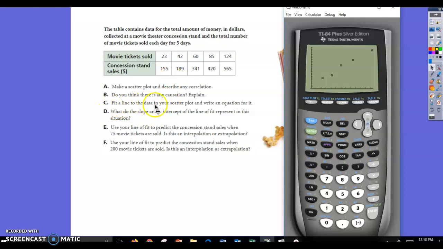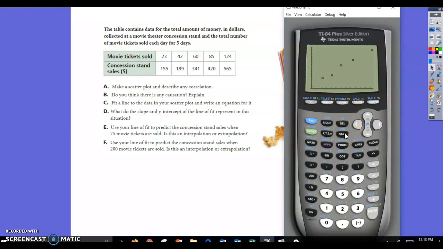All right, it says fit a line of data in your scatter plot and write an equation for it. There's a couple different ways to do this. First, take a couple of these points and find your slope. Actually, just because of time, I'm going to show you how to do this on your calculator. You should know how to find your slope: y2 minus y1 over x2 minus x1. You can use any points here to find your slope, and then use one of those points and the slope to write an equation. You can also have your calculator do this.